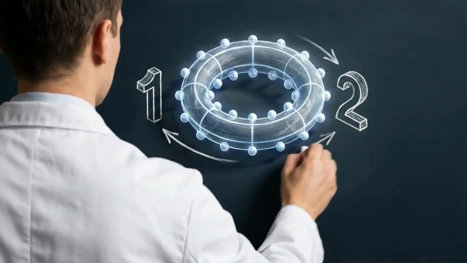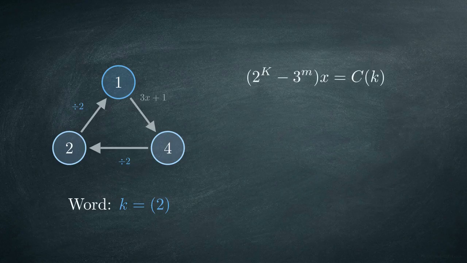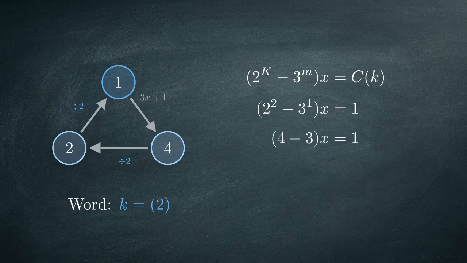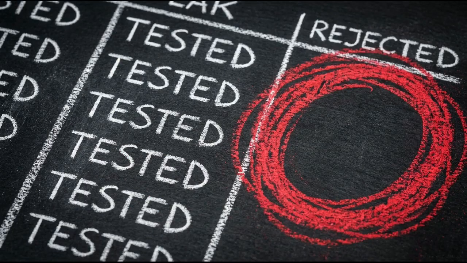To prove this fixed point model works, we test it against the only known loop in the Collatz conjecture, the trivial cycle. The trivial 1-2-1 loop is represented by the simple sequence word containing just the number 2. Substituting the variables for this trivial cycle into our equation gives us 2 squared minus 3 to the first power times x equal 1. The arithmetic resolves perfectly to the correct fixed point of x equals 1. Testing other repetitive words yields only non-integral or negative solutions. This proves the equation does not generate false positives.